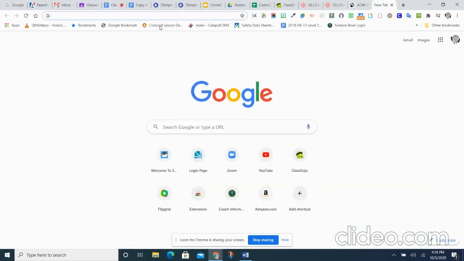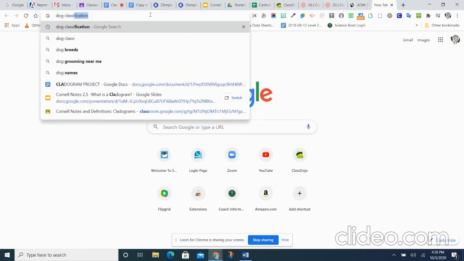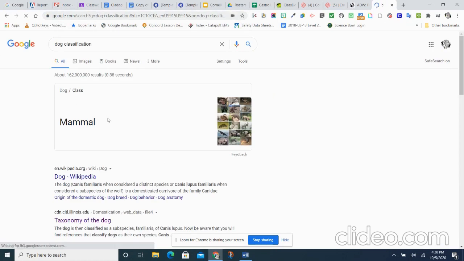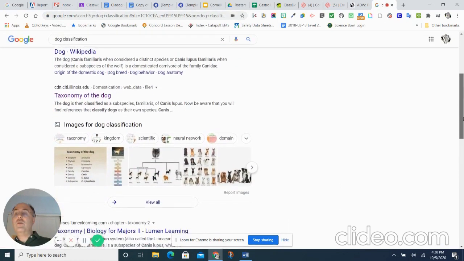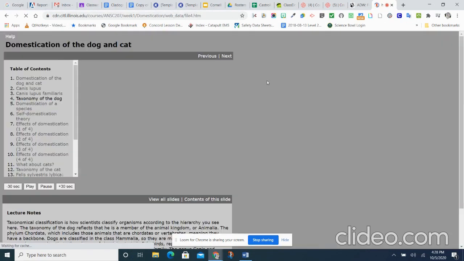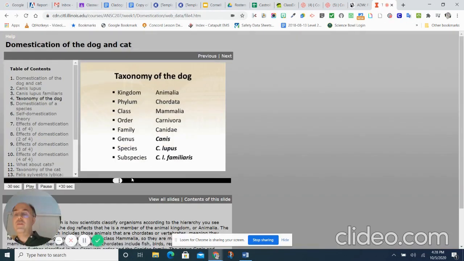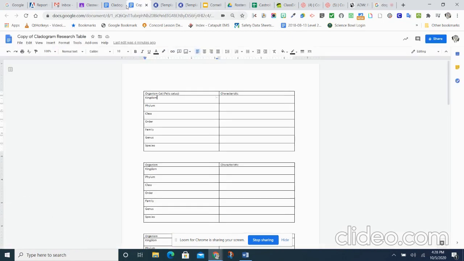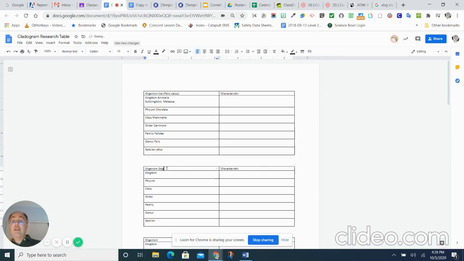But the other thing I want to show you is that this lets me now do dog classification. And again, there's all sorts of information. So you saw it's the same animal. So I could go back to the dog. I can go Kingdom Animalia, phylum Chordata, right? And there was class Mammalia, order Carnivora. So all those groups are the same.